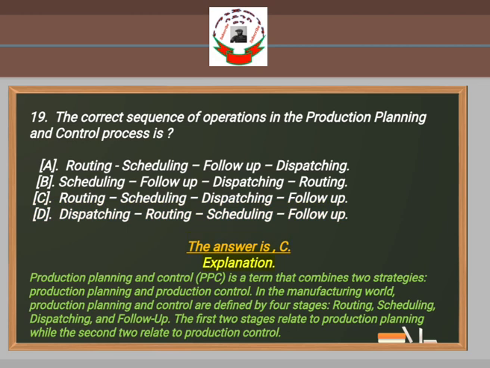Explanation. Production planning and control, PPC, is a term that combines two strategies: production planning and production control. In the manufacturing world, production planning and control are defined by 4 stages: routing, scheduling, dispatching, and follow-up. The first 2 stages relate to production planning while the second 2 relate to production control.